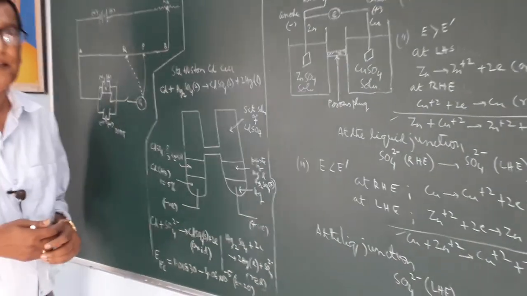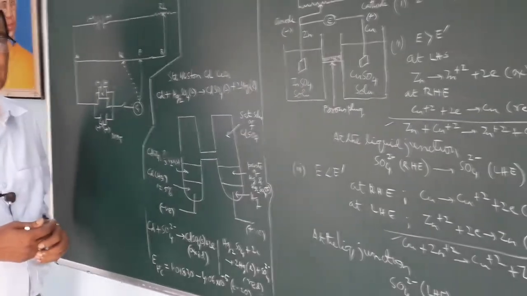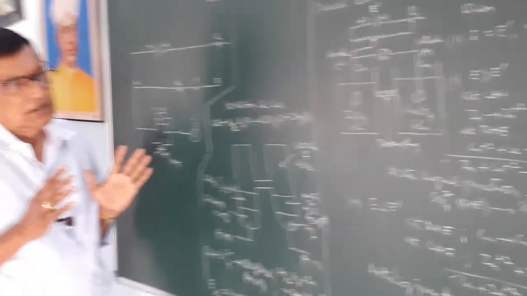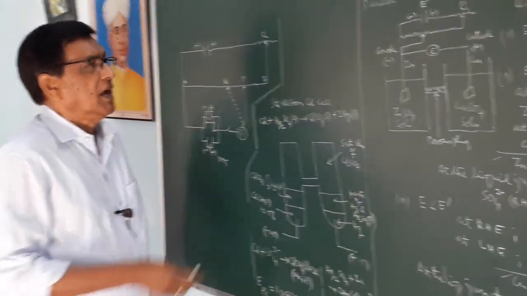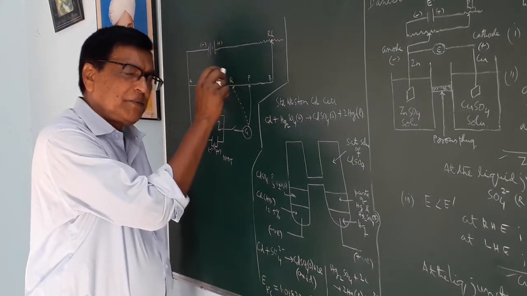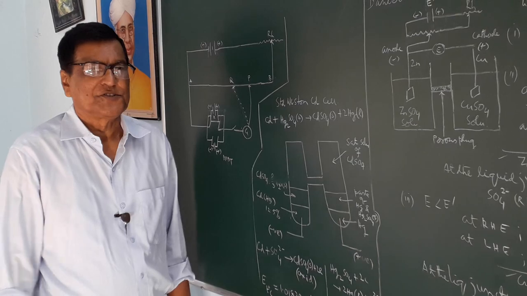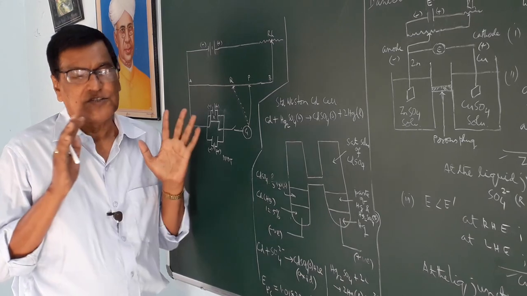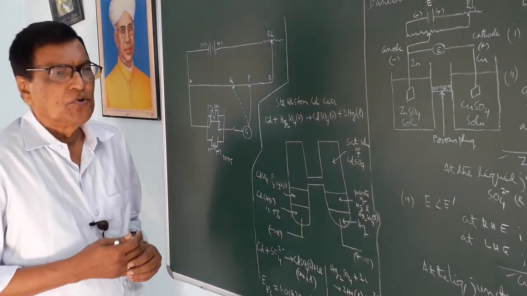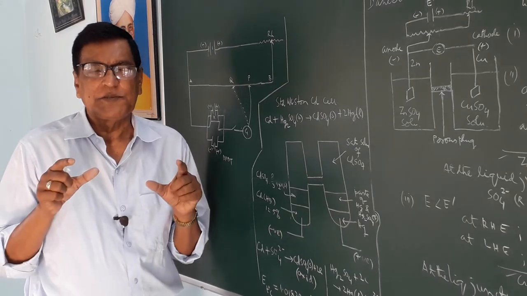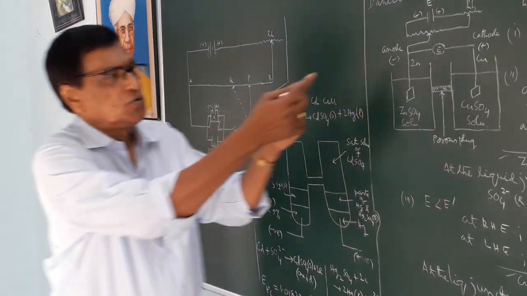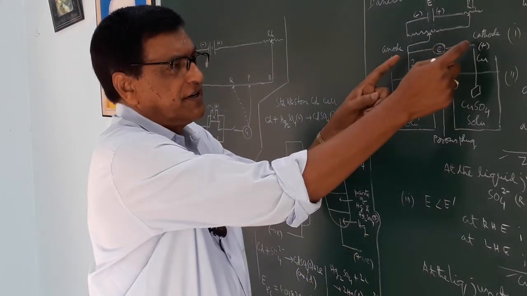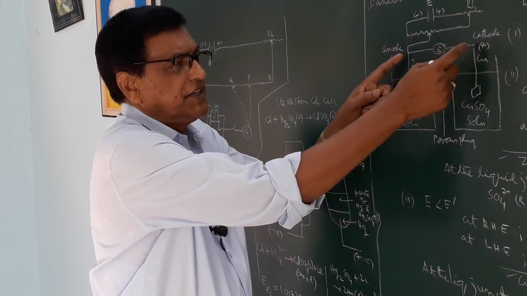Next I am coming to a very important experiment, how the EMF of this reversible cell could be determined by means of an instrument which is called the potentiometer. You know, there is a difference between the potential difference of the two electrodes of this cell and the EMF of this cell.